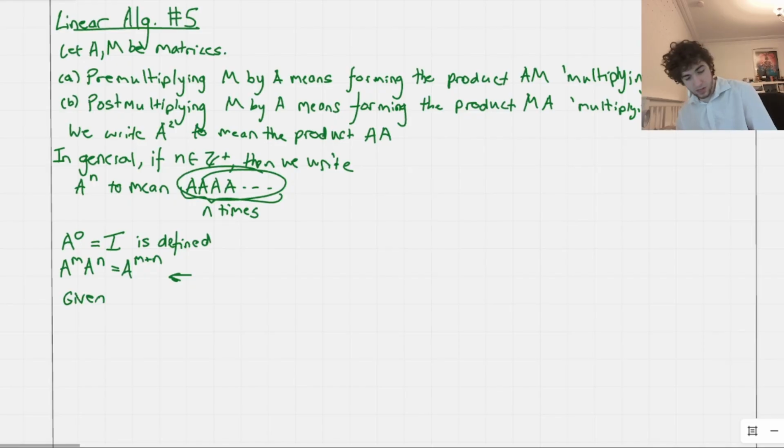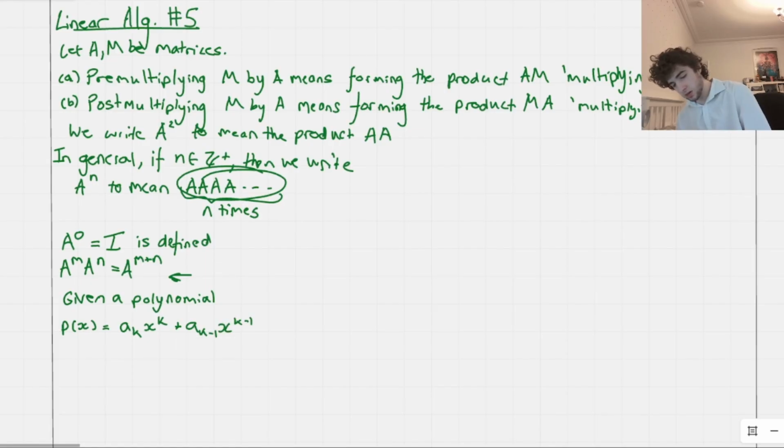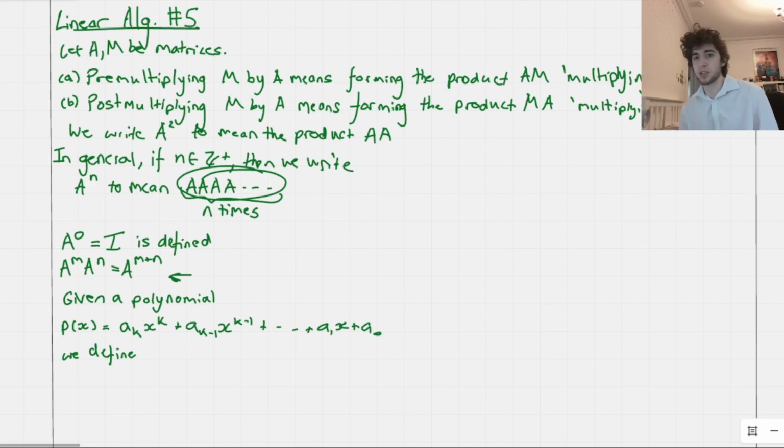So given a polynomial, we have a general form for a polynomial: p of x is equal to some coefficient multiplied by x to the power of k, add another coefficient times x to the k minus 1, and so on, all the way down to a1 x plus a0, right? So given this polynomial, we can actually define the polynomial evaluated with a matrix input. If I have, for example, x squared plus 2x plus 1, I can plug my matrix in as an input value into that polynomial. It's slightly weird, but it's actually interesting, right? I assume this would definitely be useful later on. And it's just an interesting concept to think about.